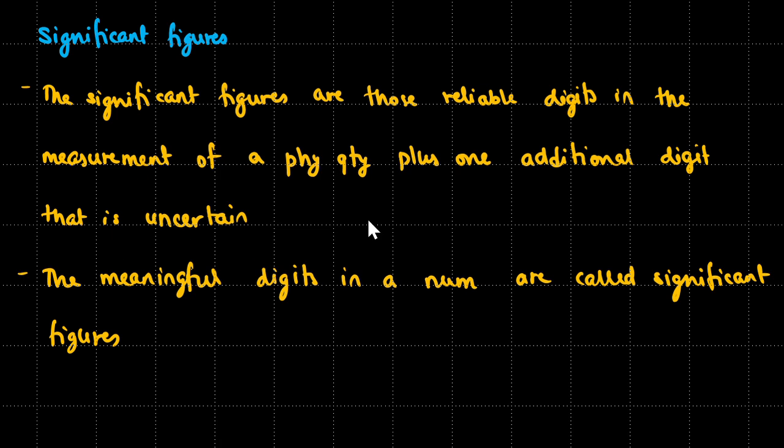So the first point, which is the definition, is that significant figures are those reliable digits in the measurement of a physical quantity plus one additional digit that is uncertain, which means when we are talking about significant figures, among all the digits, the last digit is uncertain. So what does it mean by uncertain?